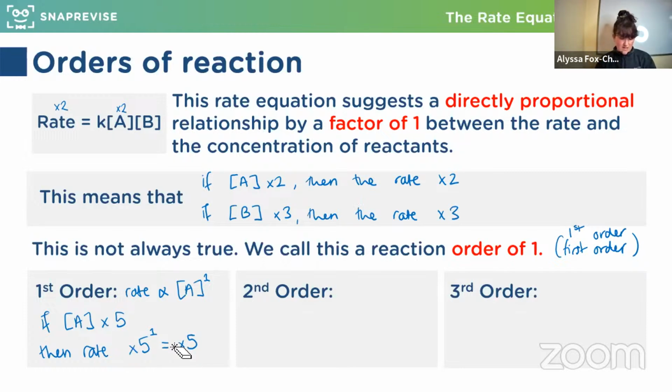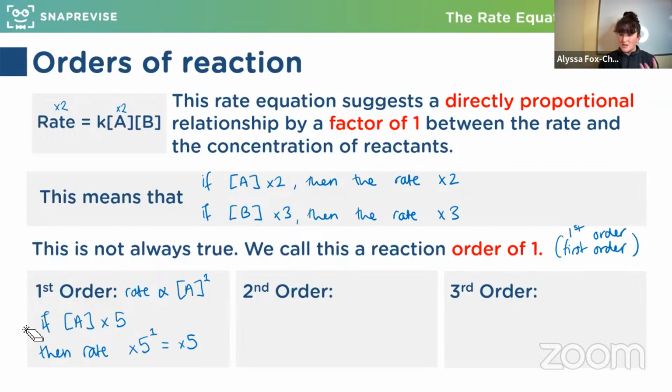So if the concentration of A is doubled, the rate would double. If the concentration of A is tripled, the rate would triple, if it's first order. It gets a little bit more complicated, though, when we start thinking about things being second order or third order.